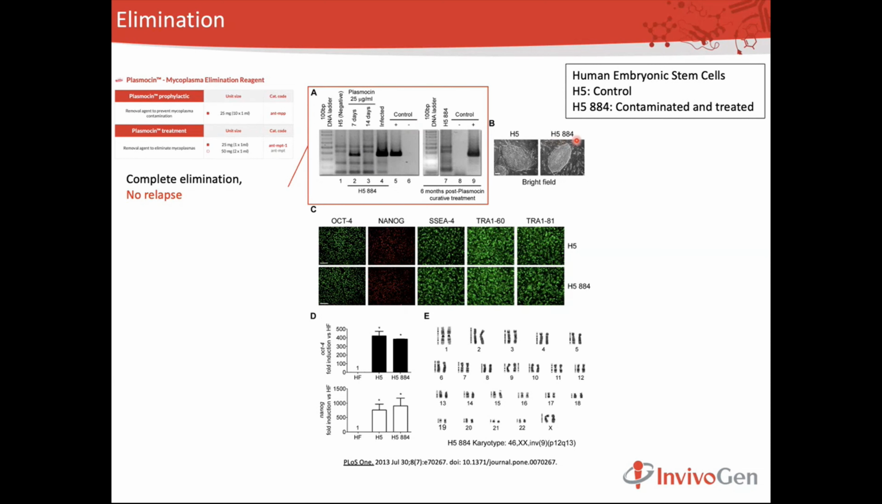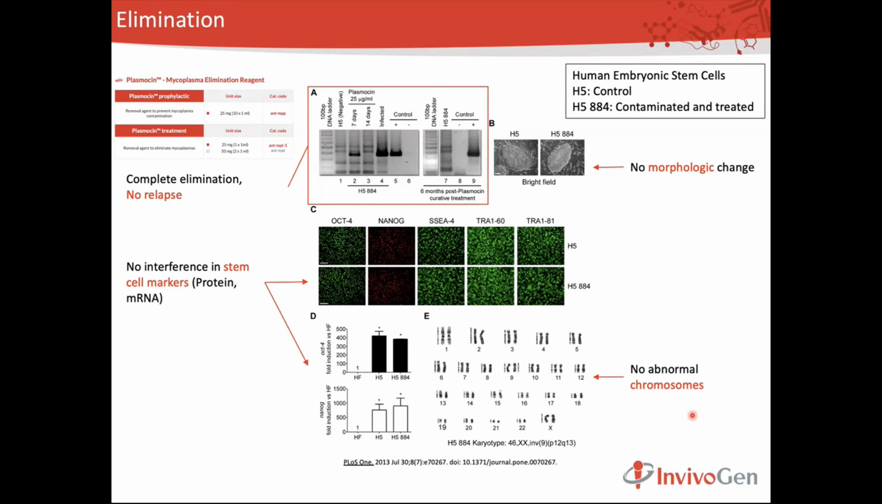This is only the treatment part, but we want to know the safety. So they compared H5 and H4 in different aspects. First one, by light microscope, they could not see any major morphologic change. Second, since these are human embryonic stem cells, they looked at the stem cell markers in both the protein and the mRNA, comparing H5 and H4. There were no major changes in the protein, and no major changes in the mRNA level, H5, H4. They also looked at the chromosomes, and they could not identify any abnormal observation.